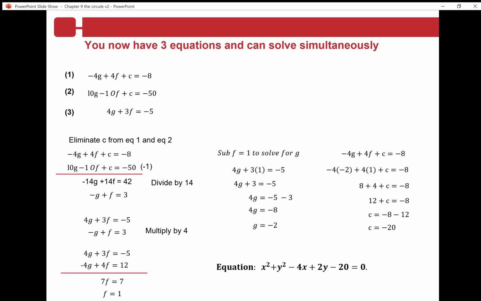Okay guys, so you can see the pattern in these types of questions. You're trying to make three equations with the information you have and then solve them simultaneously.